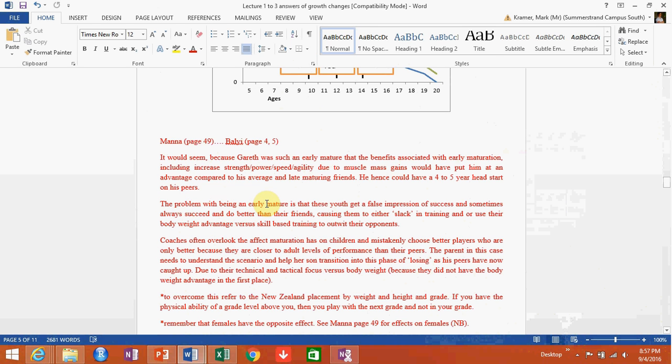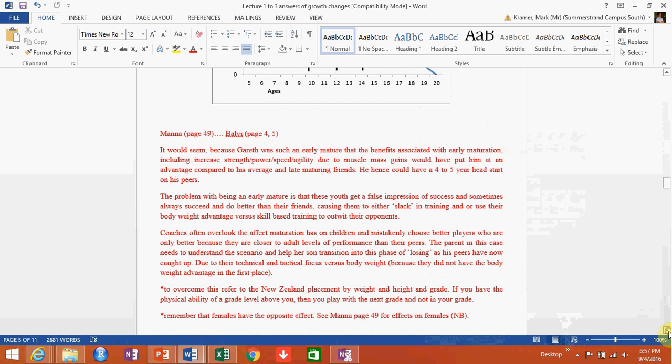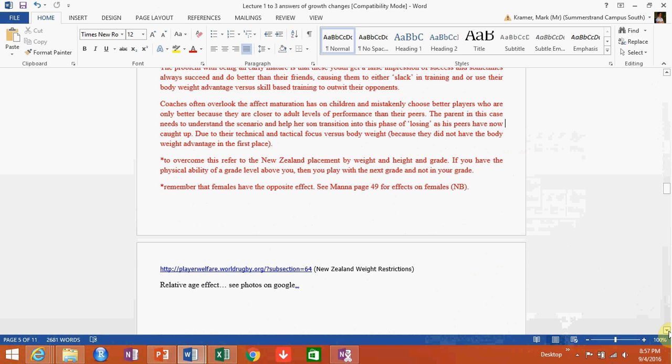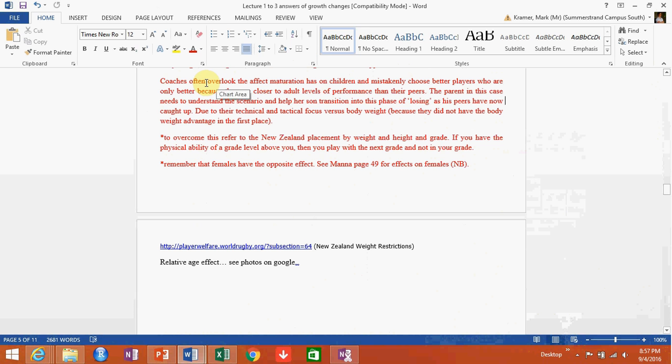So the problem with being an early maturer is that these youth, Gareth for example, get a false impression of success and sometimes always succeed. So they only know how to win. Whereas they're not winning because they're actually good. A lot of the time they're winning because they have their body size increase over their peers. So sometimes they slack in their training, or they focus on using their body weight as opposed to skills to overcome their opponents. And that is where the coach has to make sure they put the same sized weight type individuals together and focus on skill-based training versus body weight training.